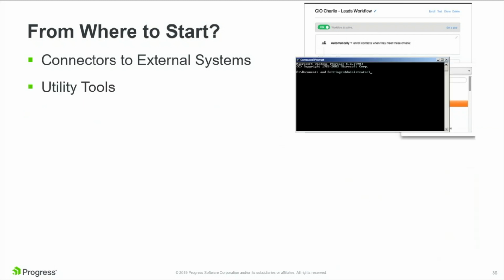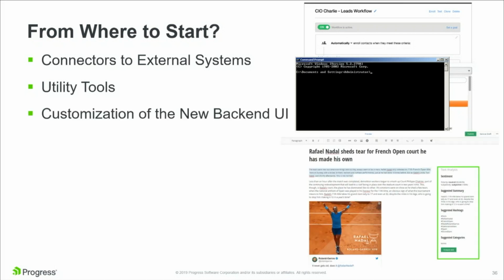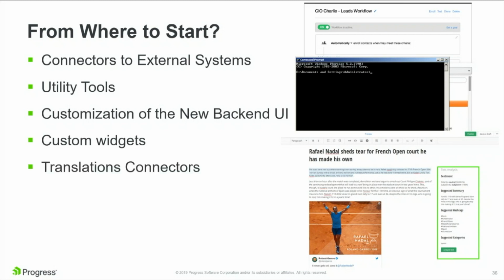Also, utility tools. Developers actually love to have something handy, and let's say if you want to track what's going on with the health checks, you can provide a UI for that. Another point is the customization of the new backend, which Jordan showed a few minutes ago. So, custom widgets. I'm sure that all of you have a suite of widgets that can be reused and shared. Machine translation connectors. We provided an API. This is something that we support.